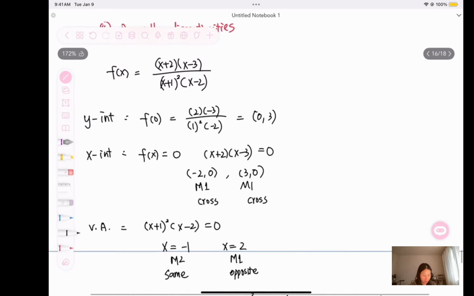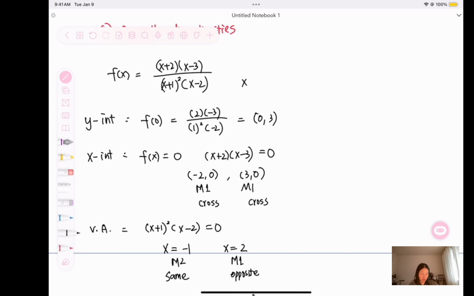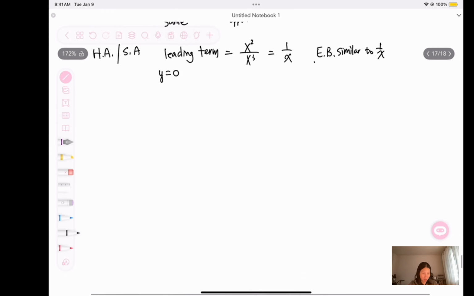And let's check if there's any removable discontinuity. There are 2 points that are undefined. One is x cannot equal negative 1, the other is x cannot equal 2. And they don't share a factor with the numerator, so that means there's no removable discontinuity. So now let's draw the graph.